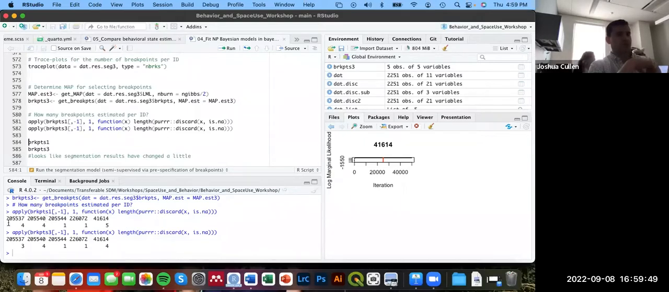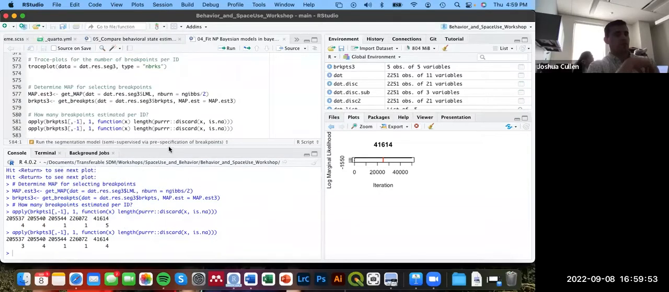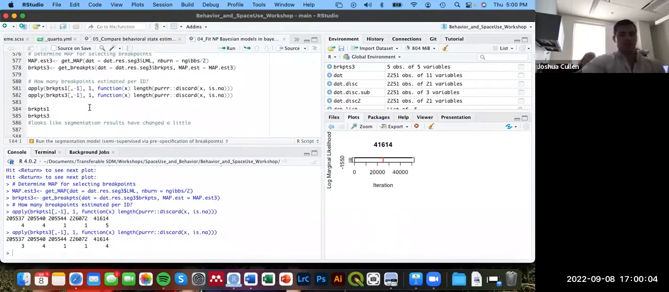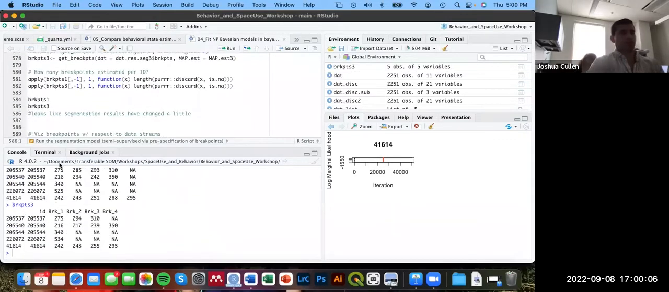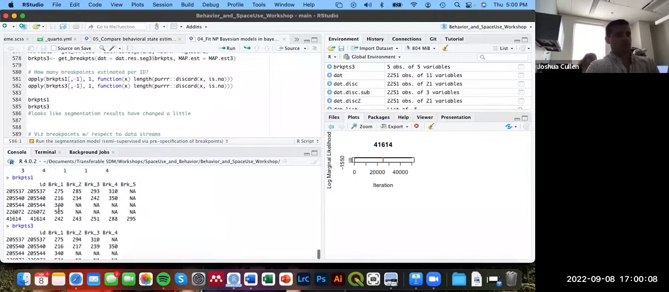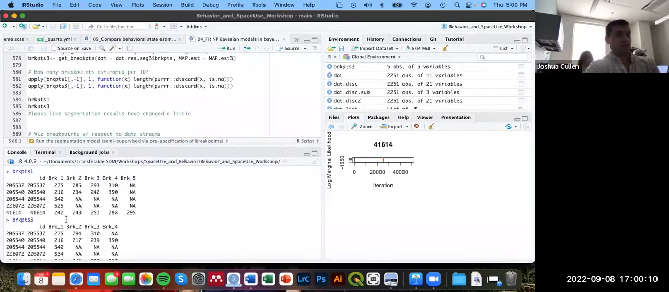So initially, we had 4, 4, 1, 1, 5 for the breakpoints for each ID. And now the first individual only has 3, and the last individual has 4. So that's a little bit of a change. And if you look at the positions of those breakpoints, sometimes they're slightly different.